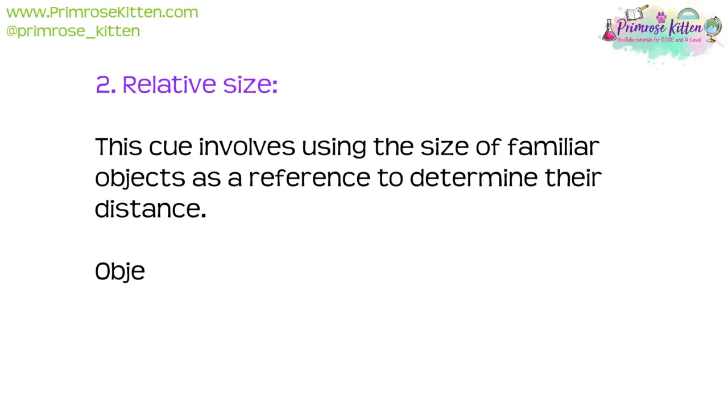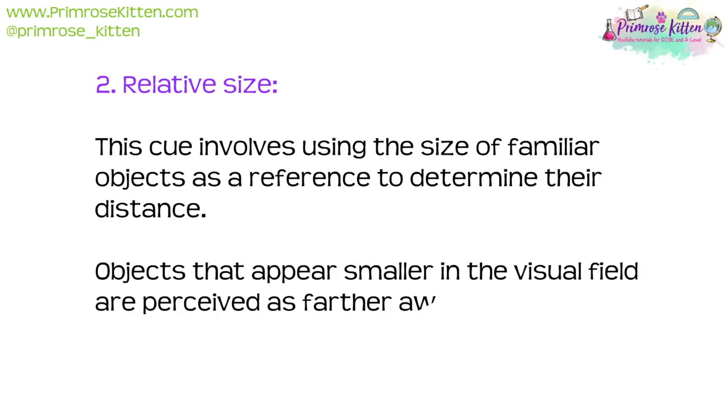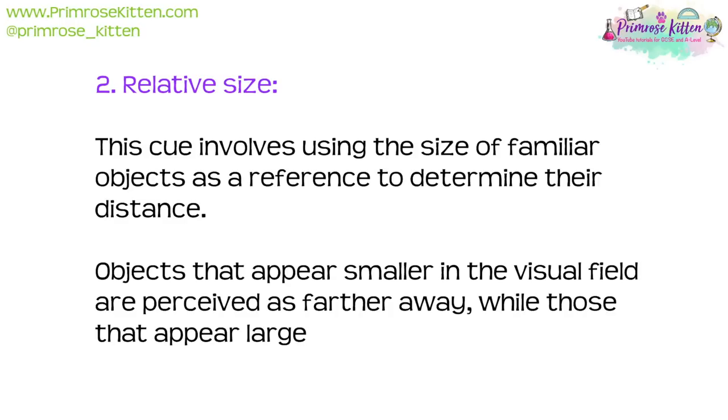Relative size. This cue involves using the size of familiar objects as a reference to determine their distance. Objects that appear smaller in the visual field are perceived as farther away, while those that appear larger are perceived as closer.